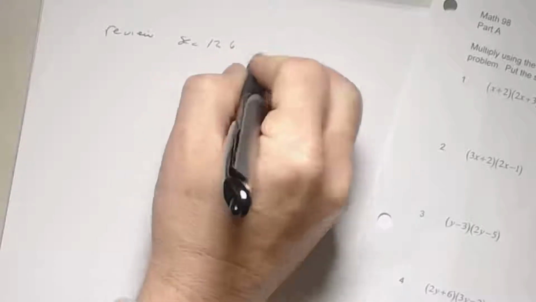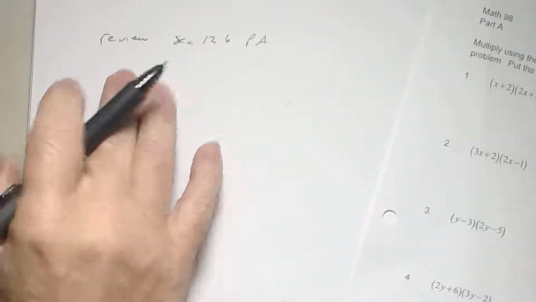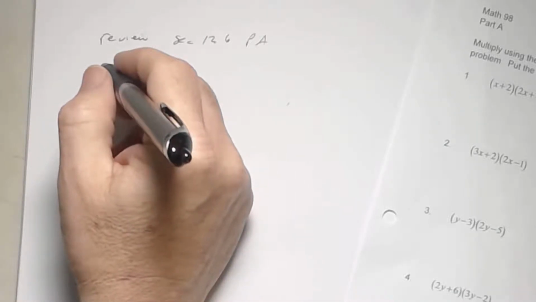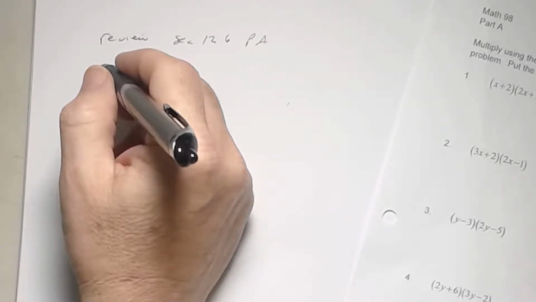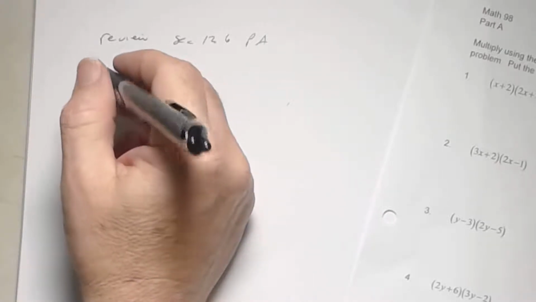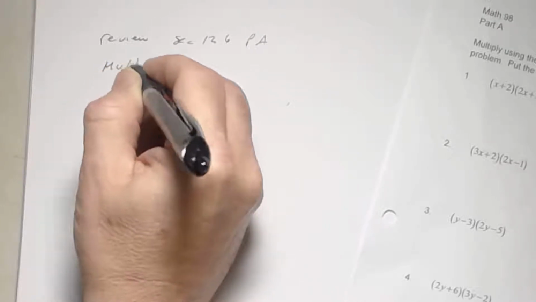Section 12.6 part A. So you're going to multiply. It'll say multiply, and then it will say use FOIL. Now the one on your final, you can use either distributive property or FOIL. It's not going to specify which method to use.